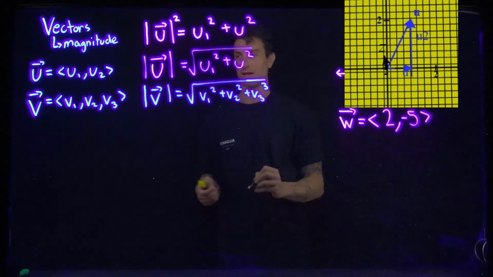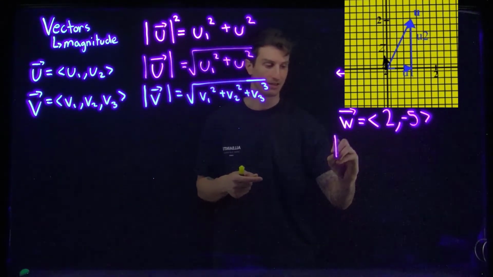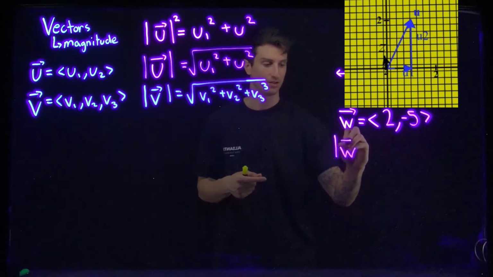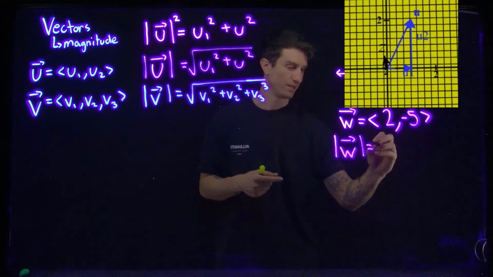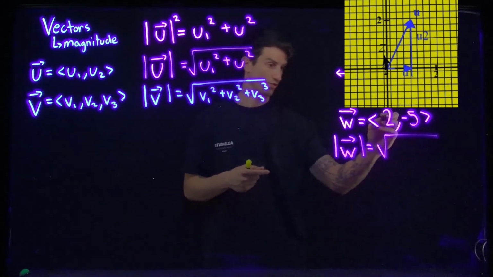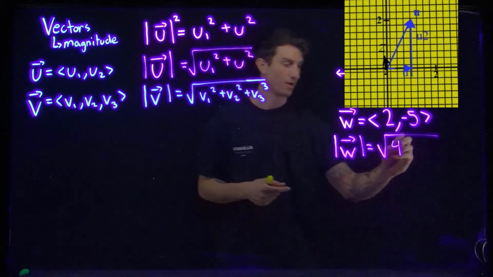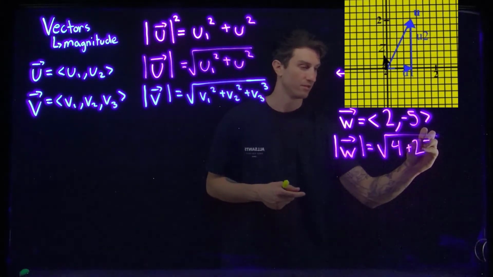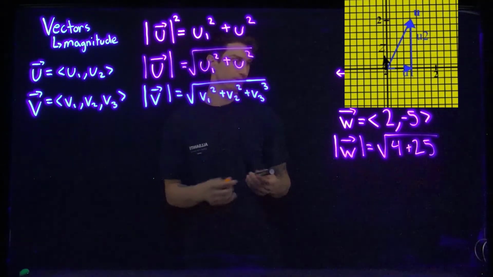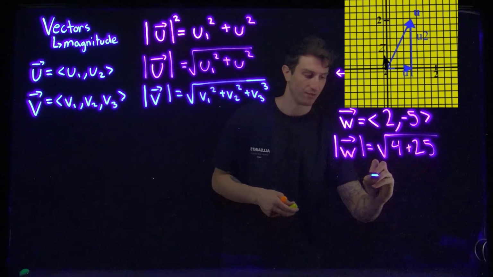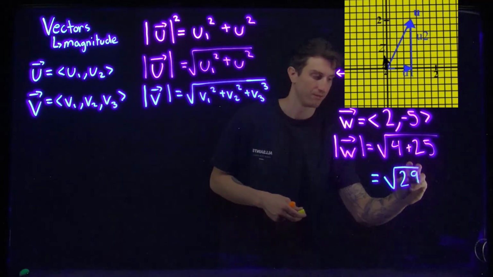And I want to go find the length of this vector. Well, the length of this vector is just going to be equal to, what do we have? The square root of 2 squared, 4, plus -5 squared, 25, which is just going to be equal to the square root of 29, right? So that is the magnitude of our vector. Easy enough.